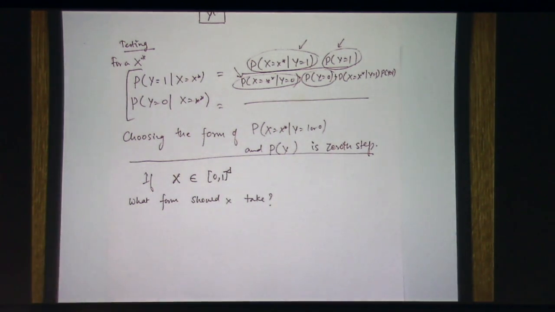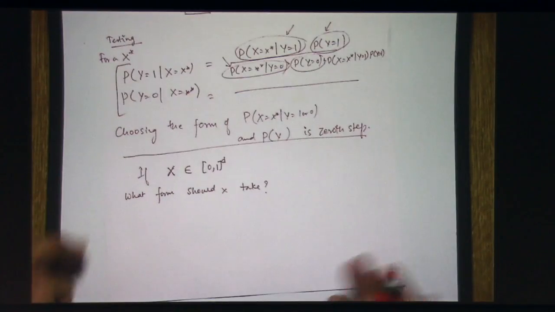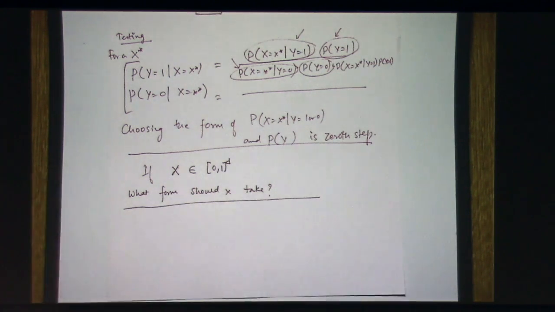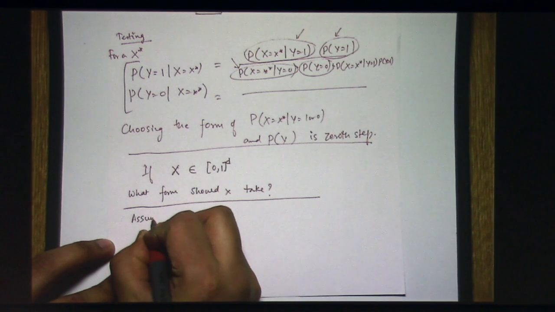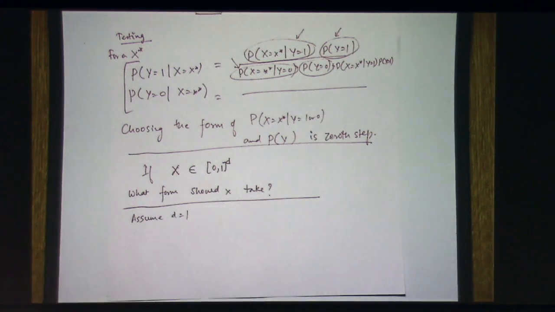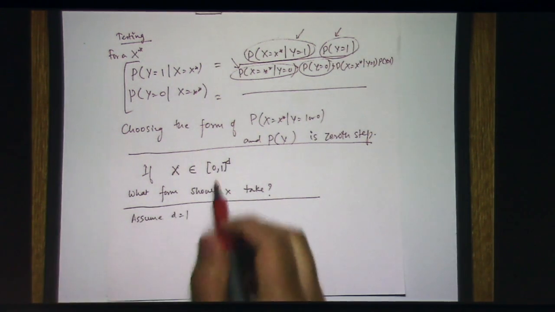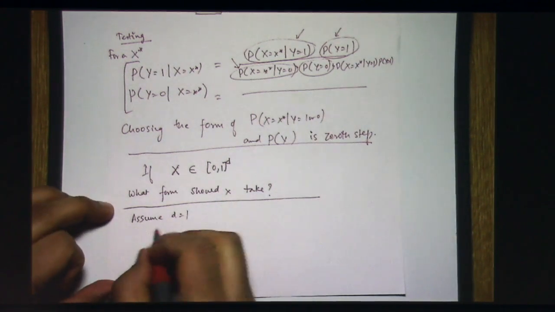Right? Now let's look at this. How would we represent this particular distribution? Let's assume d is 1. If d is 1, that means it's just either 0 or 1. Then we need two probabilities.